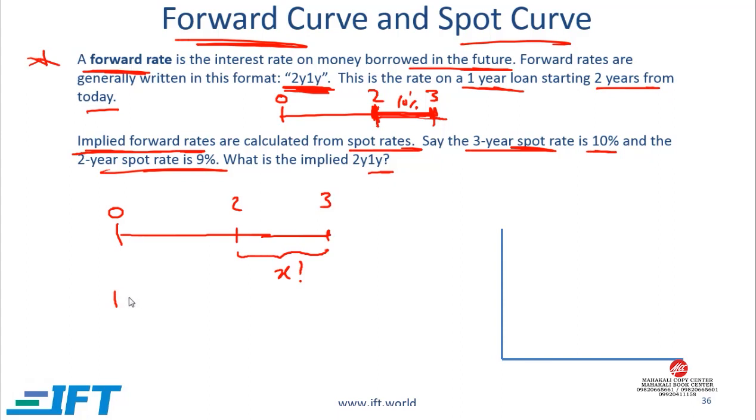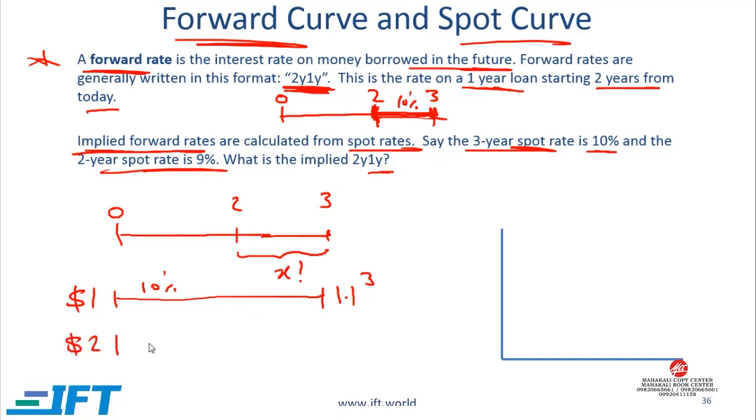What is given to us is that the 3-year spot rate is 10%. That means that if you invest $1 today, how much will you have after 3 years? What you will have is 1 plus the 10%, or 1.1 cubed. That's how much $1 will become after 3 years.